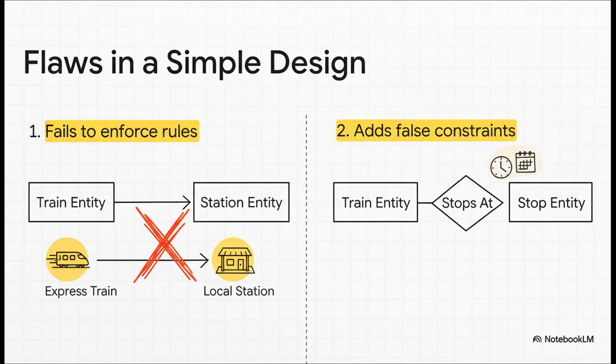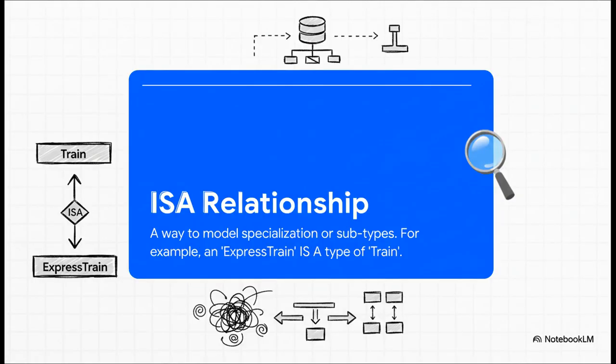would totally fail. And why is that? Because the database itself wouldn't stop you from scheduling an express train at a local station. It doesn't actually understand the rule. And what's worse, a bad design can accidentally create false rules you never even intended, like, say, preventing a train from stopping at the same station twice in one day. So how in the world do we solve this?